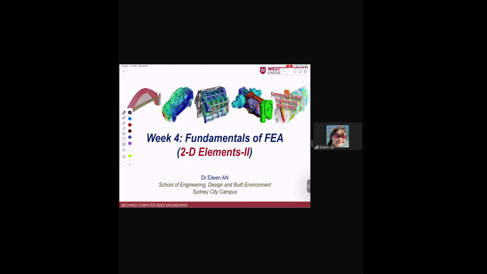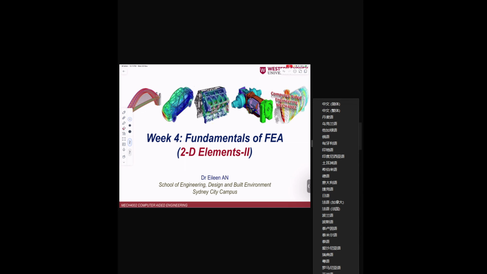Okay, now let's start our lecture. Last week, we discussed 2D elements, right? And all of you agree that the triangle 2D element would be the simplest and the most accurate element. But is that true? Of course, the triangle 2D element is definitely the simplest 2D element. But is this one the most commonly used and the most accurate element for 2D problems? Okay, actually, the answer is no.